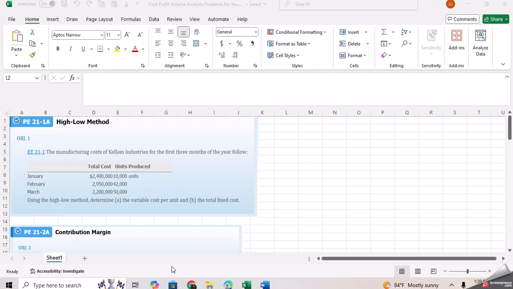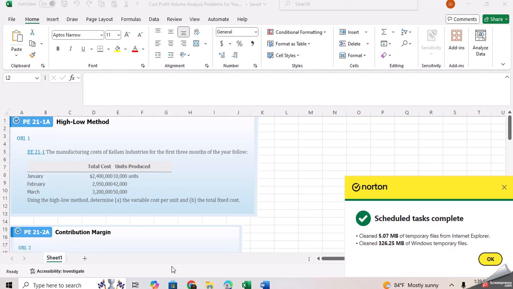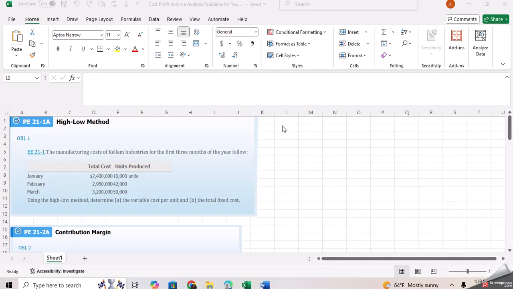Okay, we will walk through some of the formulas for the cost, volume, profit analysis. So we have our high-low method. They give us the total costs and the units produced for 3 months. So our low is going to be the 10,000 units.